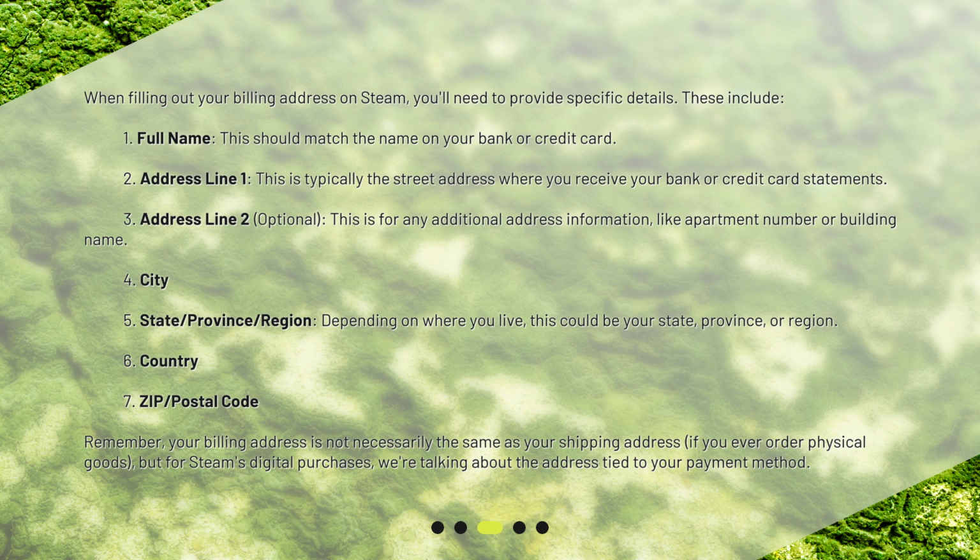4. City. 5. State, province, region. Depending on where you live, this could be your state, province, or region. 6. Country. 7. Zip postal code. Remember, your billing address is not necessarily the same as your shipping address if you ever order physical goods, but for Steam's digital purchases, we're talking about the address tied to your payment method.